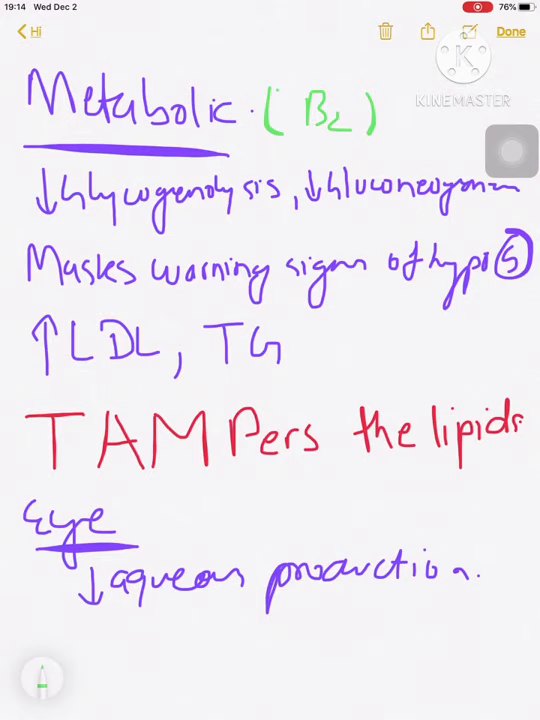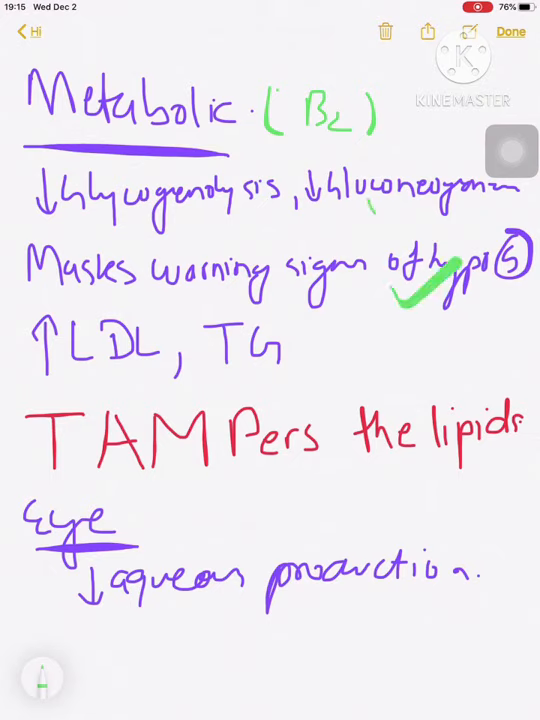Okay, and they also mask the warning signs of hypoglycemia. The warning signs of hypoglycemia are mainly due to sympathetic stimulation. Okay, palpitation, tremor, sweating, and if you give beta blocker, you are blocking these sympathetic symptoms. So they may mask the warning signs and symptoms of hypoglycemia. So be very careful if you are giving these beta blockers in patients that have diabetes.